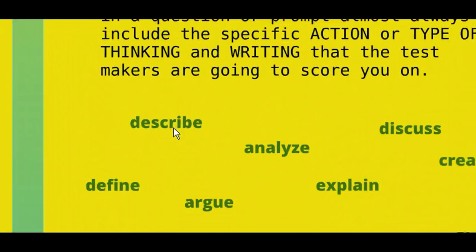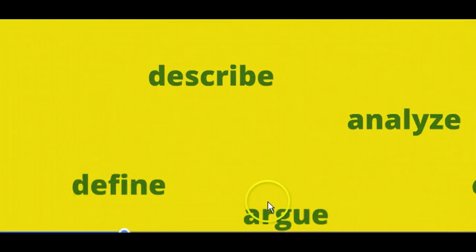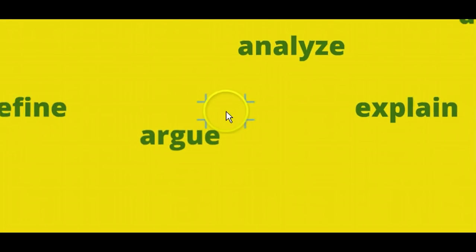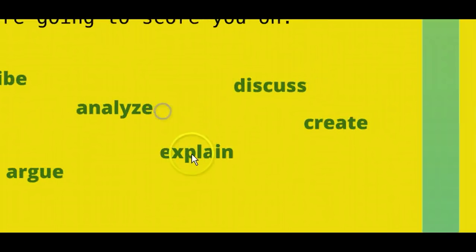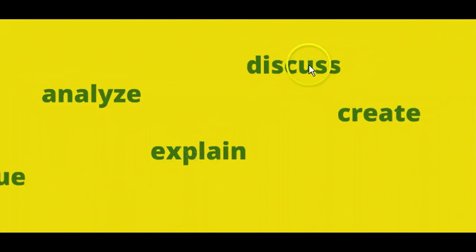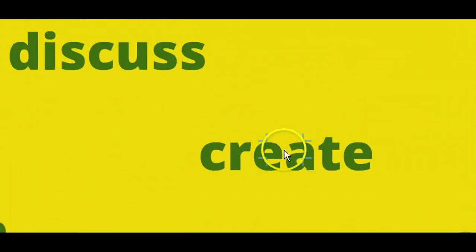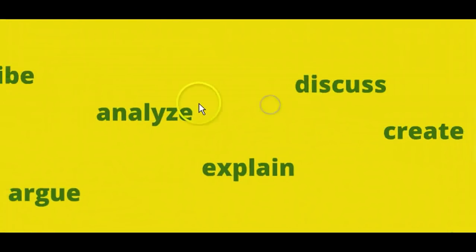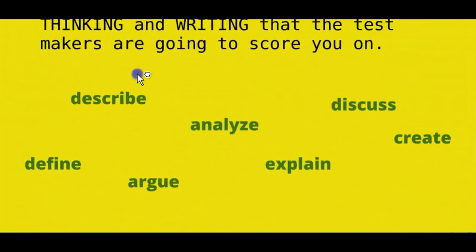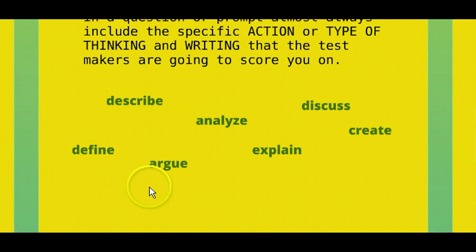Describe. They want you to describe something. Define. Asking you to define something. Argue. Analyze, explain something, discuss something, and even sometimes to create something. Those words matter. Those are keys because it tells you what kind of thinking they want you to do and what kind of writing they want you to do.